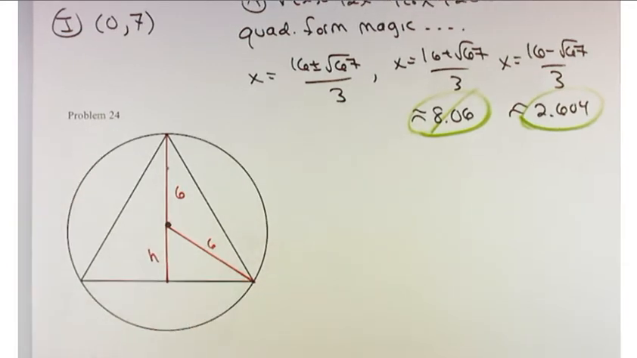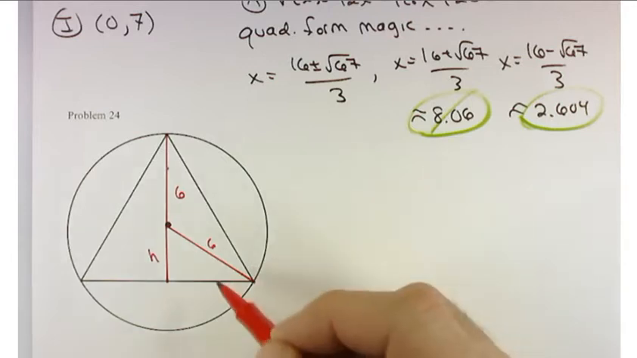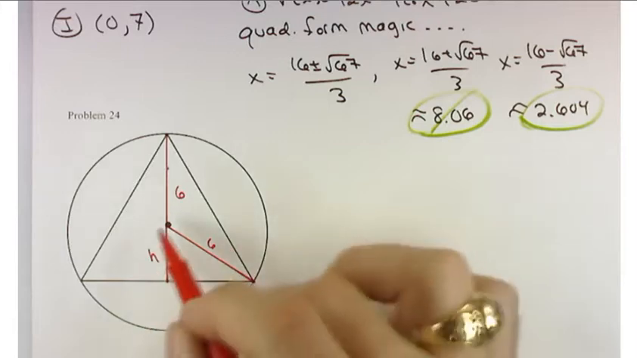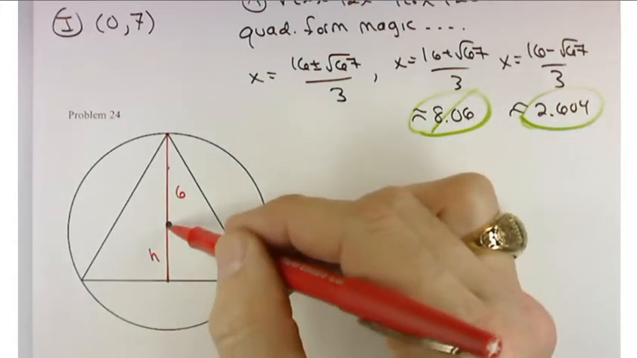Yeah, 6 is given. 6 is given in the problem. There's more than one way to do this. There's a way to do this as a function of angles. We're going to do this as a function of h, the distance from the center to the base.